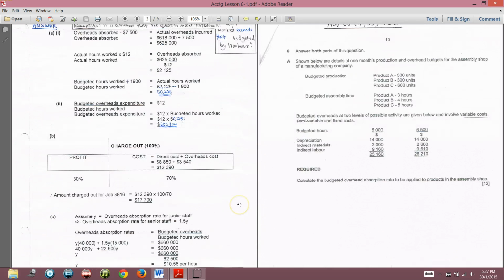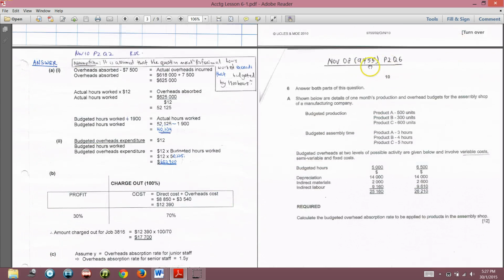Okay, so now we come to November 08. Remember I told you that in 2008 there is a new syllabus and an old syllabus. So 9755 is the new syllabus. So have your question paper ready. The question asked now: answer both parts of this question. Part A says, shown below are details of 1 month's production and overhead budget for the assembly shop of a manufacturing company. Budgeted production, budgeted assembly time.